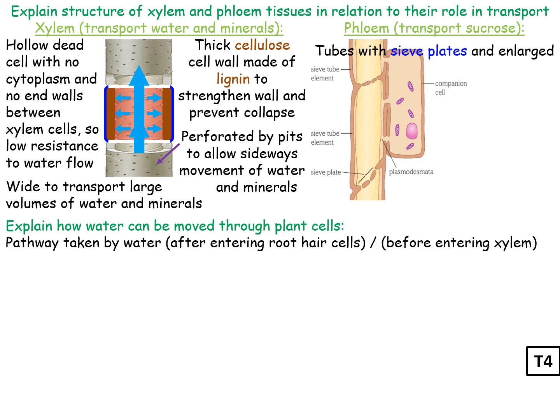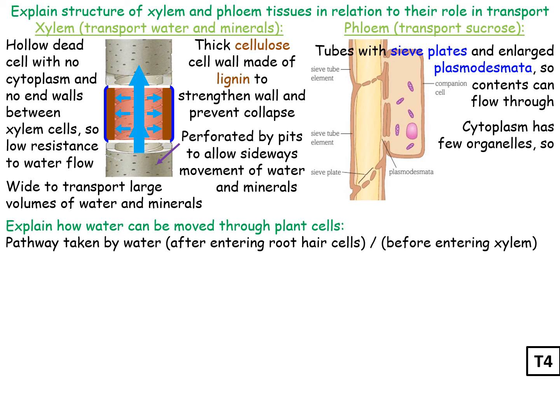In the phloem, you've got sieve tube elements with sieve plates between the cells, and they've also got enlarged plasmodesmata. So having those sieve plates between the phloem cells and having plasmodesmata means that contents can flow through from one cell to the next. Also, the cytoplasm has very few organelles, and that reduces the amount of resistance for the sucrose, which is dissolved, to flow through.